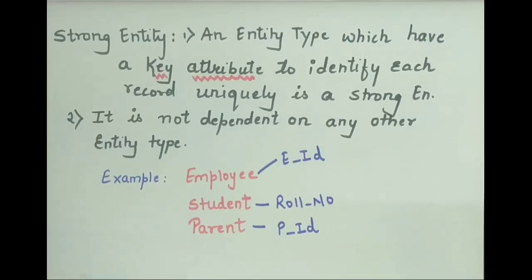Here the example I have taken is employee, student and parent. So basically key attribute, here I have taken the example for every relation. So here you can see employee ID is a key attribute for the employee, so that an employee can be uniquely identified in your company. Similarly, roll number for student and parent ID for the parent, right? So these are the key attributes for these relations employee, student and parent, which are used to uniquely identify a record in your table, right?